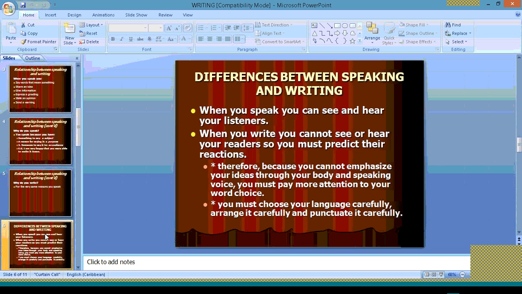So because you cannot emphasize your ideas through your body and speaking voice, you have to pay close attention to your word choice. Always remember that. You must choose your language carefully, arrange it carefully, and punctuate it carefully.